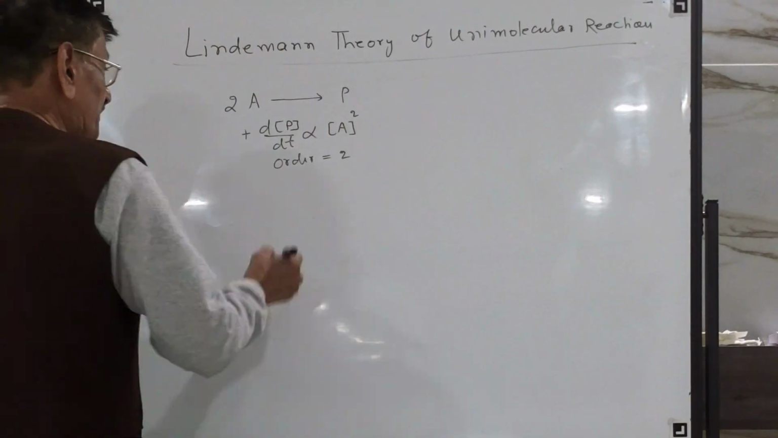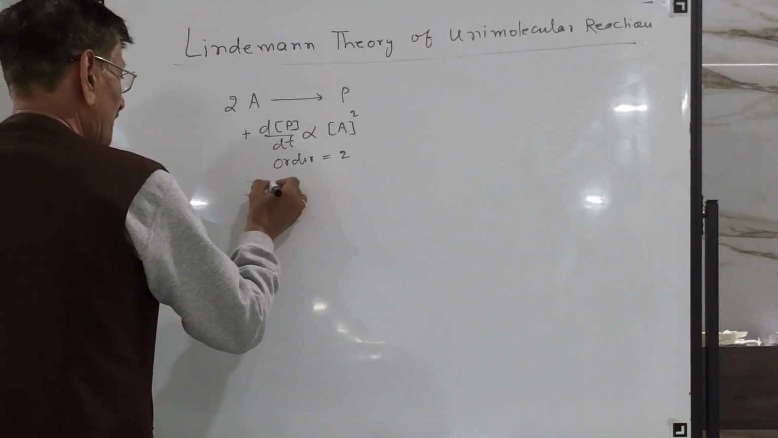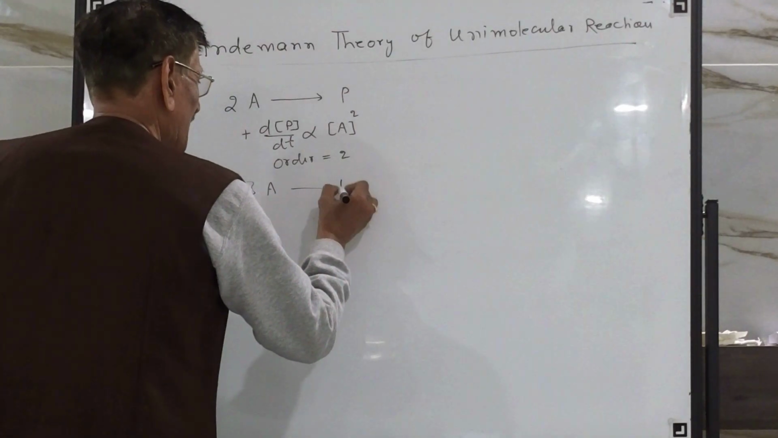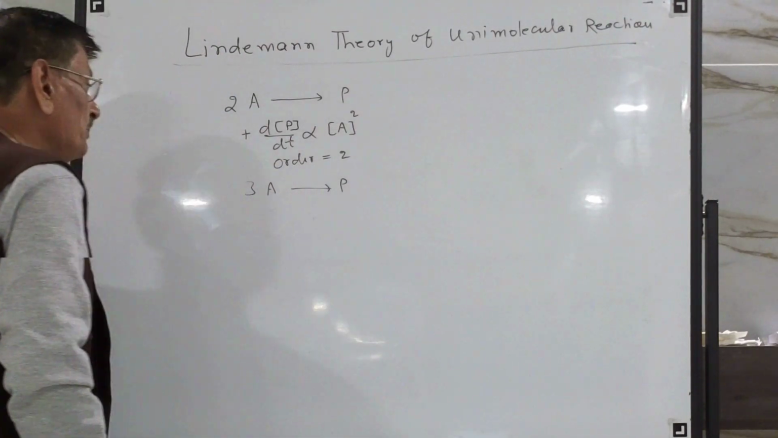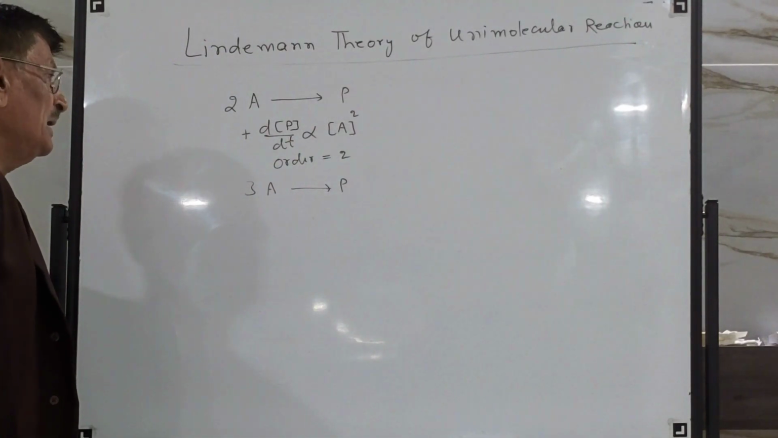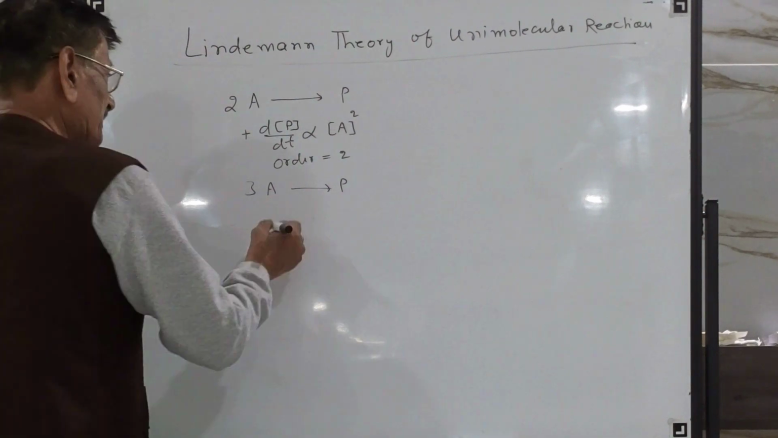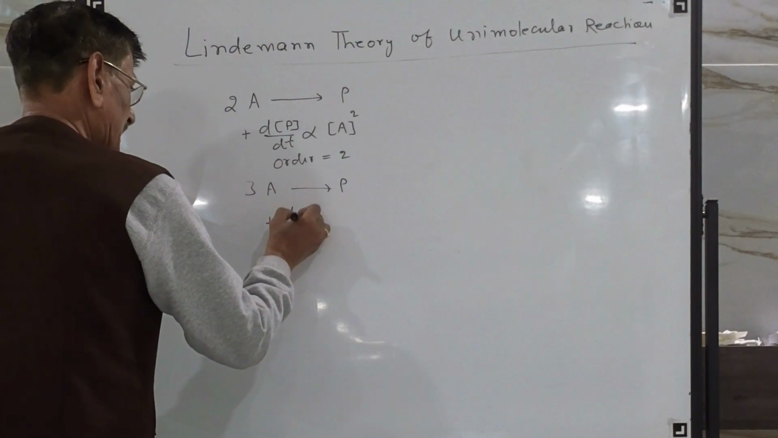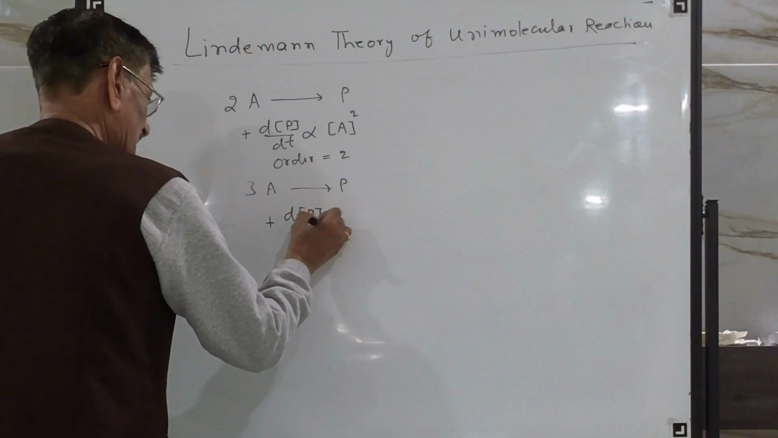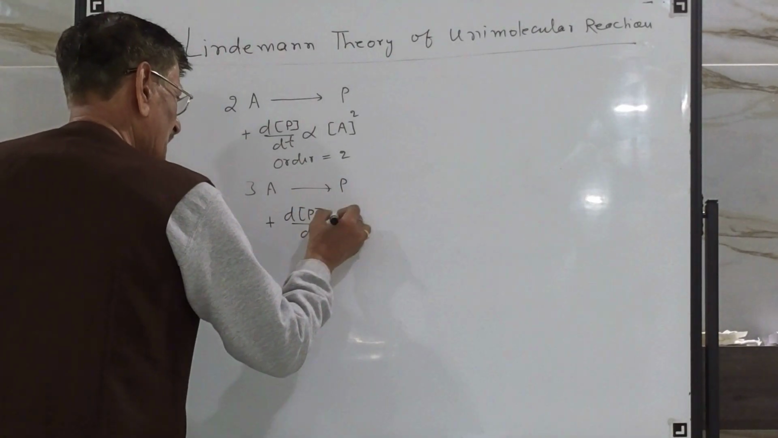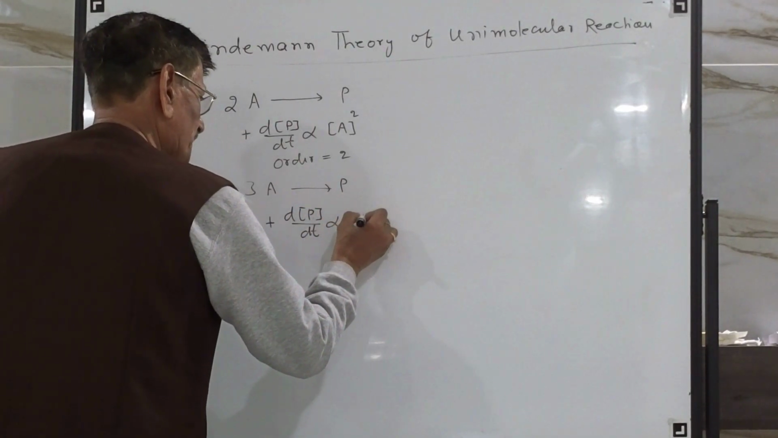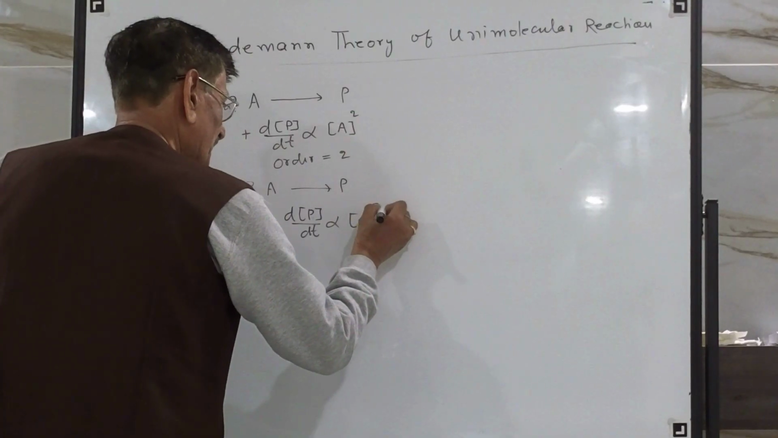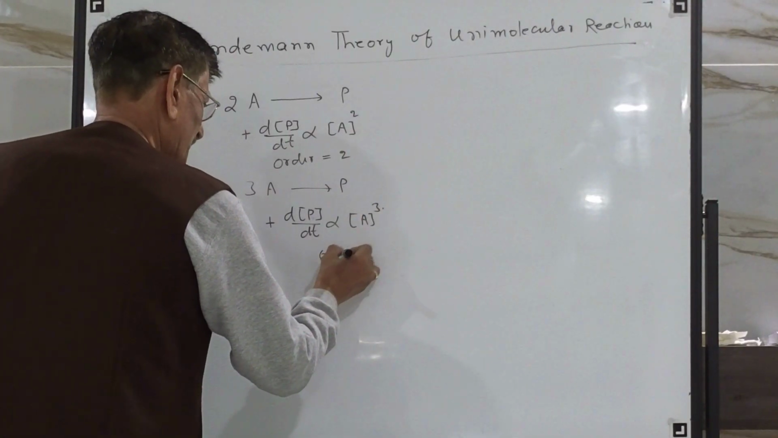Similarly, for a termolecular reaction of this type, 3A gives product, suppose a collision between three molecules of A takes place. The rate of reaction will be given by dP by dt. This is also an elementary reaction, proportional to the concentration of A to the power 3. Here the order is 3.